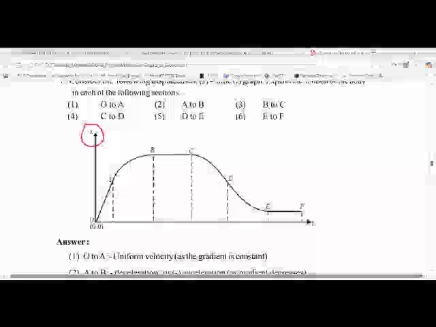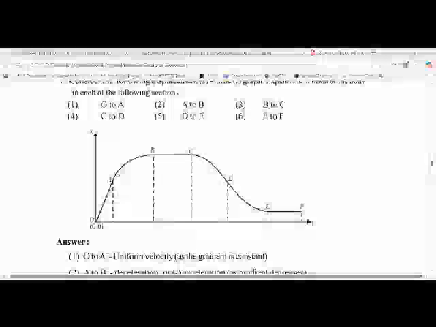Let's check the shapes of these graphs and recognize the properties of that motion. Then O to A. You can see here a straight line, so it should be uniform velocity. Uniform velocity, and it is moving away from the observation point because displacement is increasing. But keep in mind it is away from the observation point.